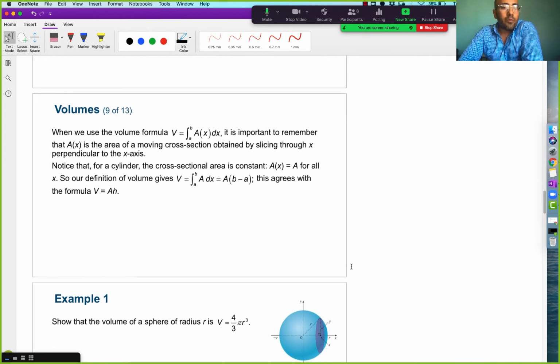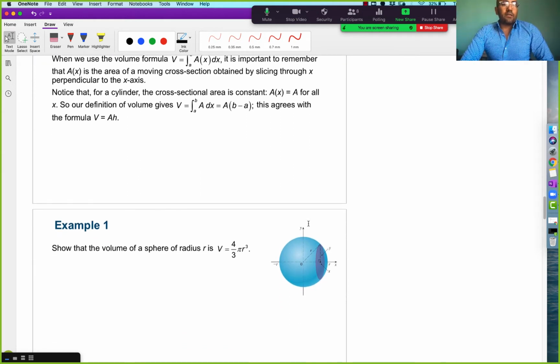Okay. When we use volume formulas, the volume is equal to the integral from a to b of A of x dx. It is important to remember that A of x is the area of a moving cross-section obtained by slicing through x perpendicular to the x-axis. So that's because we have a dx here. We might have something that's perpendicular to the y-axis if we have a dy. So we'll go through examples in a little bit.